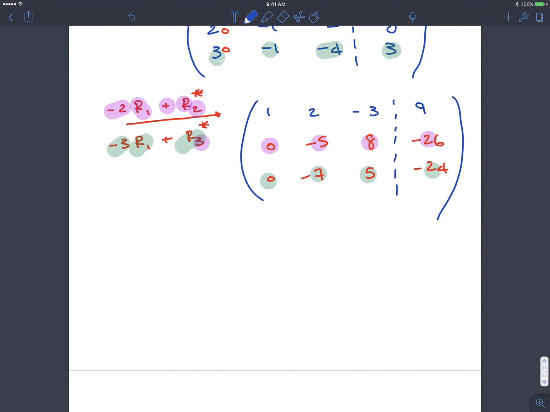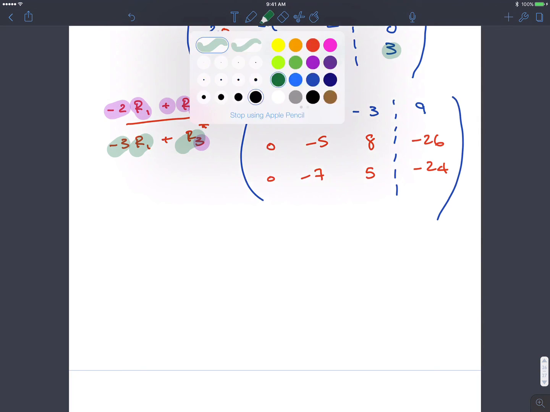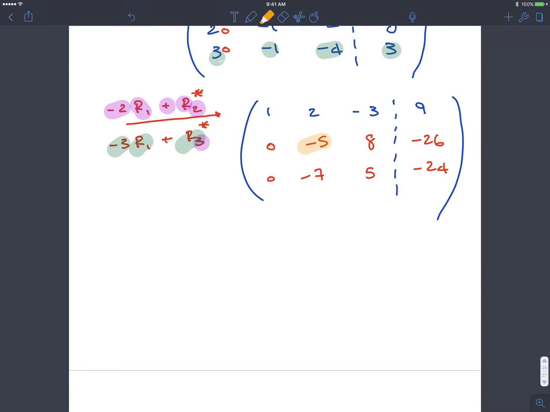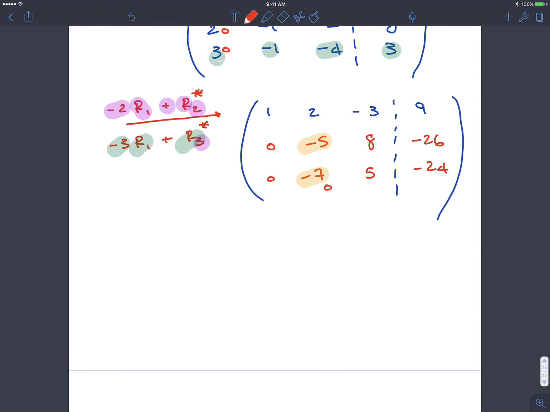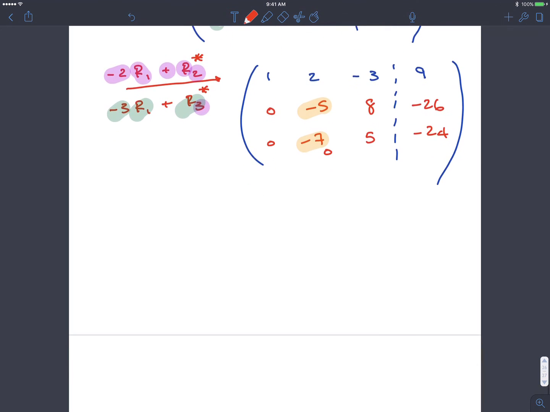Okay. Now, if we remove some of these highlights here, gotta be careful when I remove highlights. We're going to notice that these two entries got a -5 in row 2 and a -7. I want a 0 now for this entry. So in order to get a 0 there, we're going to have entries that are opposite in that position.